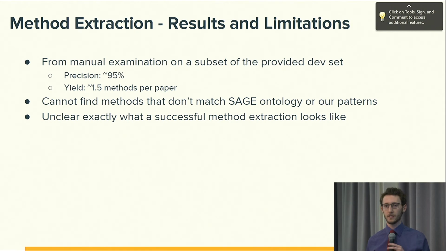So it's not going to find anything that's not in the provided ontology, be it SAGE or some expanded dictionary, or matches one of our patterns. And iterating on this was difficult because there was no way to evaluate it, and it was unclear exactly what a successful method extraction looks like.